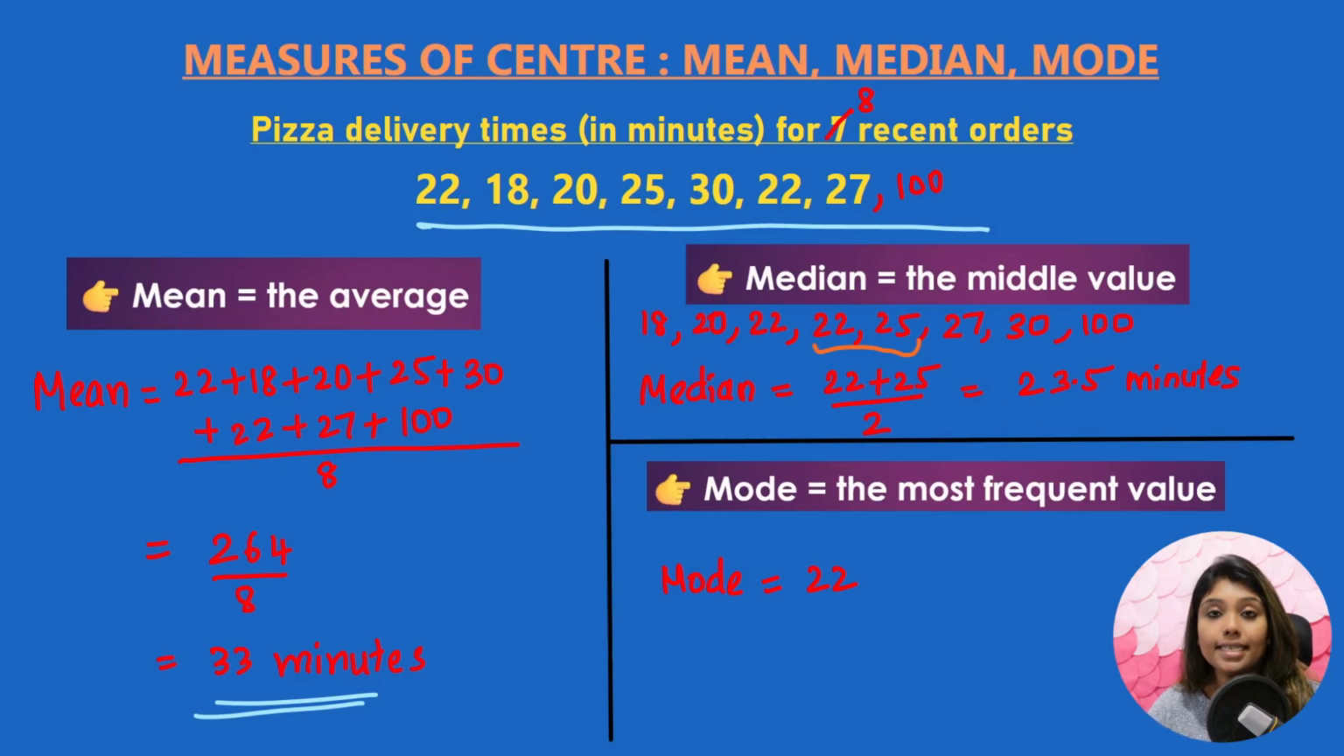Do you know why this has happened? This has happened only because we have an extreme value of 100 in this situation. So this 100 has basically dragged the mean value to the higher end, which makes it 33 minutes. So here, mean is not the right measure of center to be used. The right measure of center here would be median.